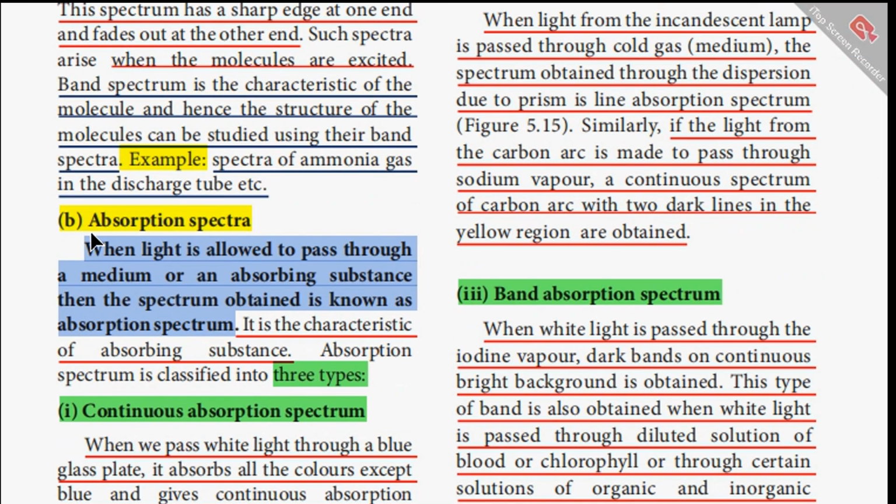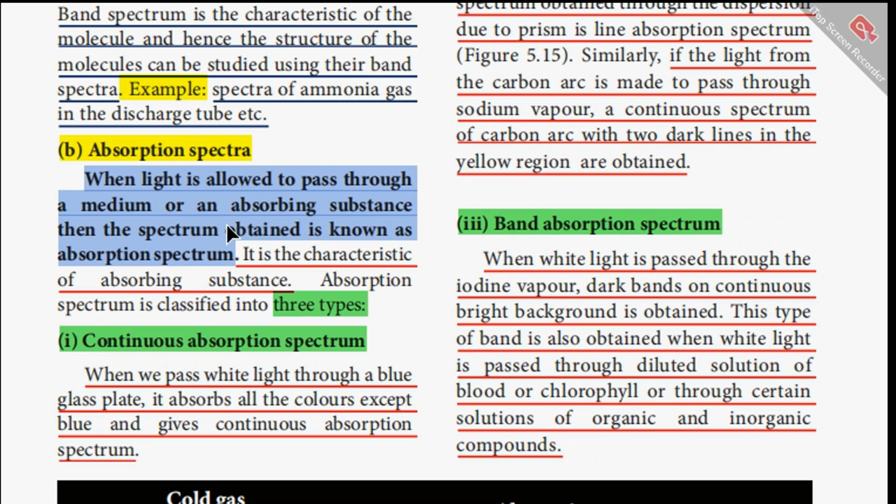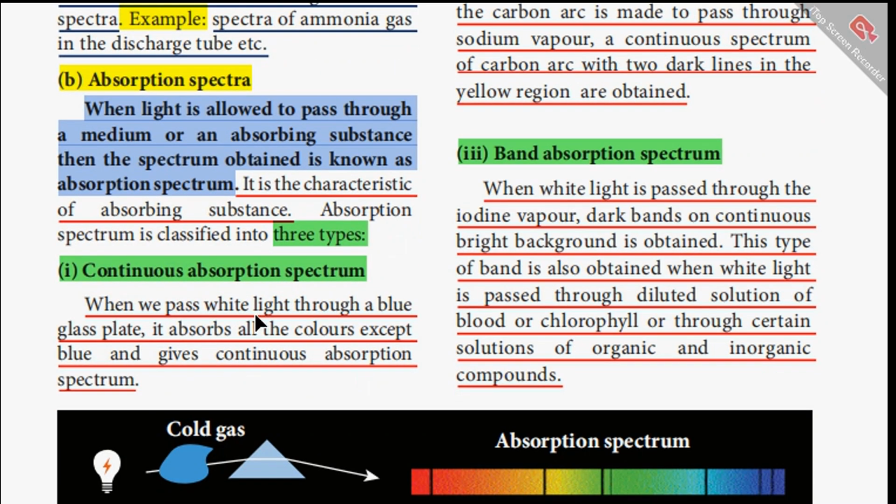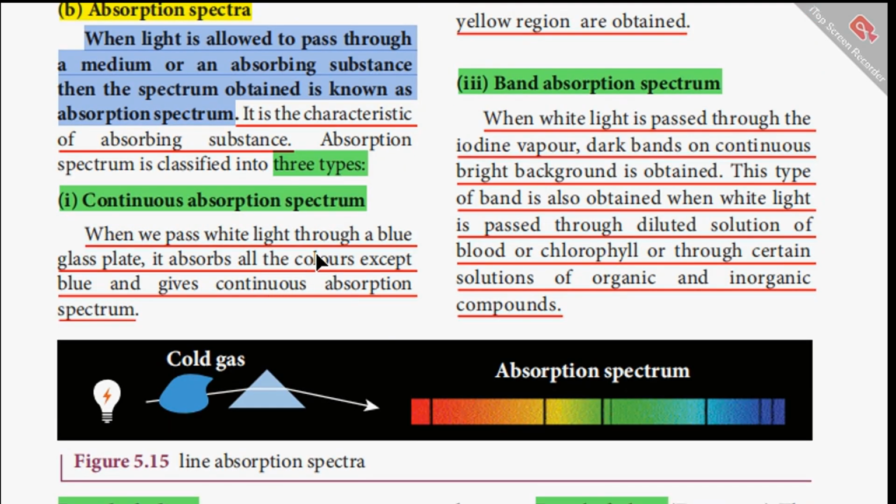Next, we will study the absorption spectra. When light is allowed to pass through a medium or an absorbing substance, the spectrum obtained is known as an absorption spectrum. So this is what you should write for the question: what is an absorption spectrum? It is a characteristic of the absorbing substance, and absorption spectrum is classified into three types as before. The first one is the continuous absorption spectrum. When we pass white light through a blue glass plate, it absorbs all the colors except blue and gives a continuous absorption spectrum. You would have observed this.